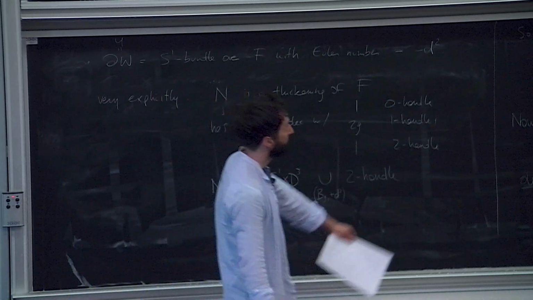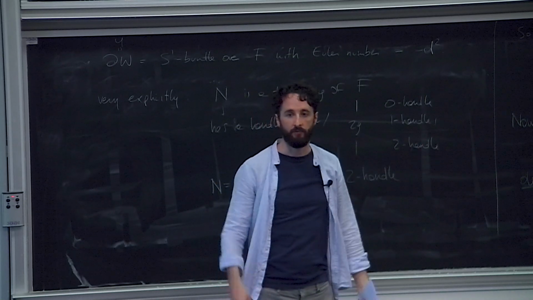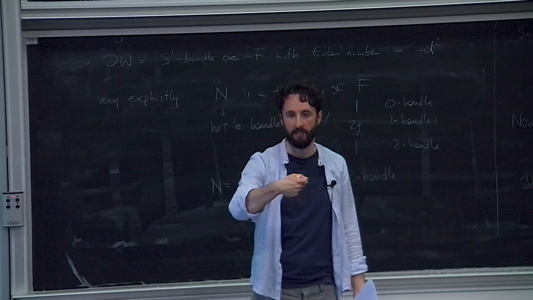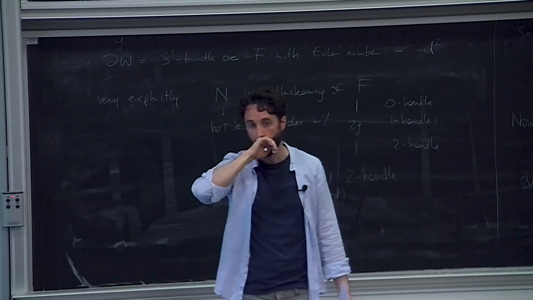Because the boundary of N is not canonically oriented. If you orient it as the boundary of N, you get Euler number plus d squared. If you orient it as the boundary of the complement, you get the opposite orientation, so you get minus d squared.